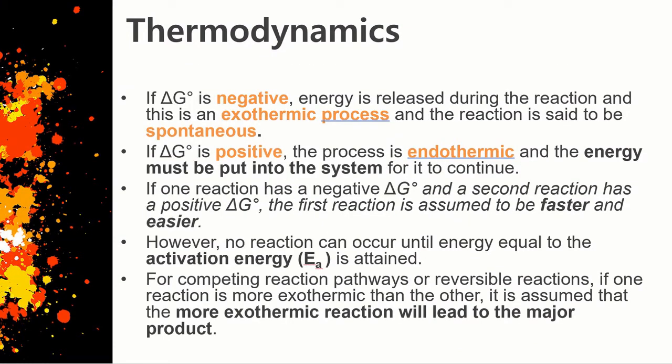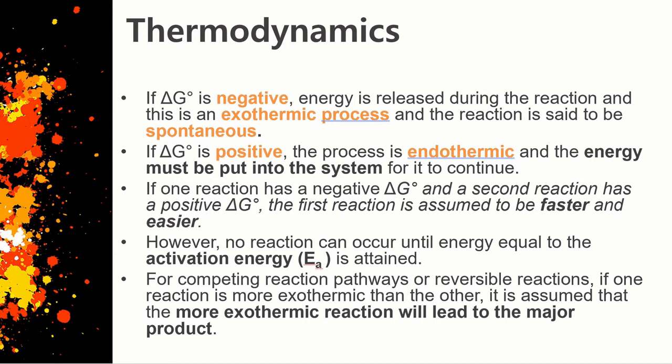So as you would have known, if the change in free energy is a negative value, energy is released during the reaction, the reaction is an exothermic process, and the reaction is said to be spontaneous. Conversely, if delta G is positive, the process is endothermic and energy must be put into the system for it to continue. If one reaction has a negative change in free energy and a second reaction has a positive change in free energy, the first reaction is assumed to be faster and easier.